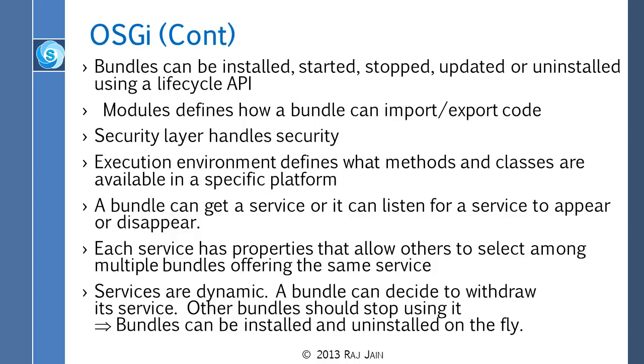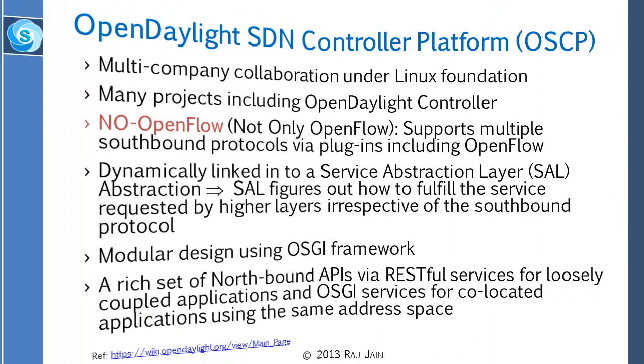And when it is taken out, other bundles will stop using it. So basically, the bundles can be installed and uninstalled on the fly. These things are designed so that when something is not available, you know how to handle that. Either you try to get another service, or you try to live without that service. Just like we did right now, we had internet service on two computers, and we don't have one, so we are living with one. That is the kind of thing you do in real life. Same thing you can do in OSGi.